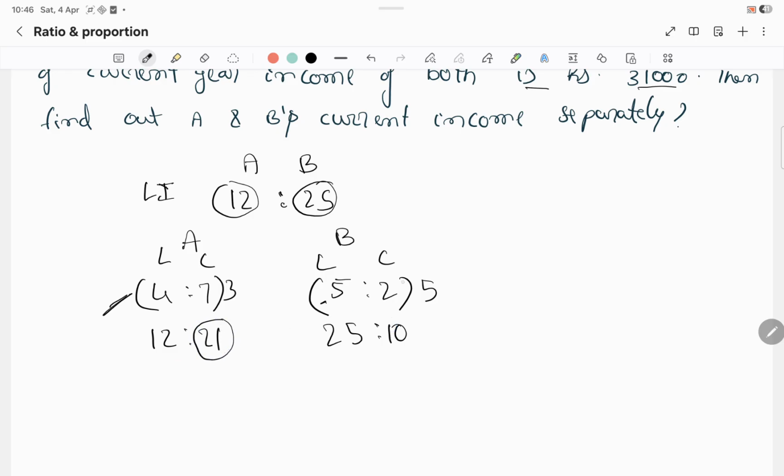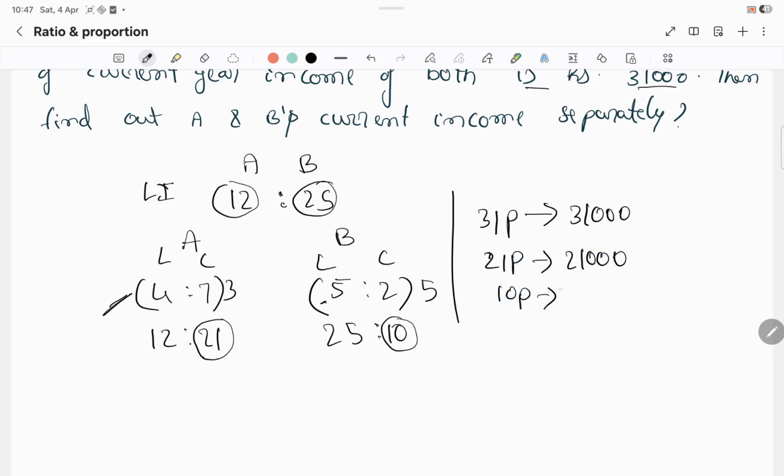Now see, what is this? A's current year and B's current year is 10. But total how much? 21 plus 10? 31 parts. This 31 parts given as 31,000. Then 21 parts will be 21,000. 10 parts will be 10,000.